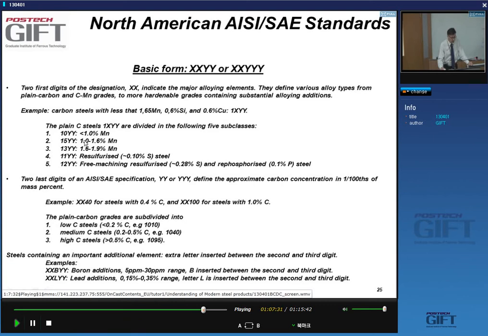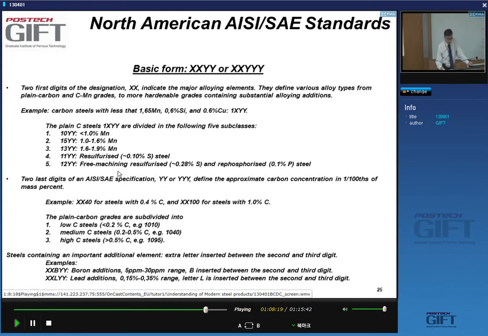15 is from 1 to 1.6% of manganese. 13, 1.6 to 1.9% of manganese, yes? So you really need to know this, right? Because the number really doesn't tell you. If it's 1-1, it means that you have a low amount of manganese, yes, but you have sulfur additions. 1-2, yes, it's a free machining steel, so low manganese, but with relatively high additions of sulfur and phosphorus. Okay.